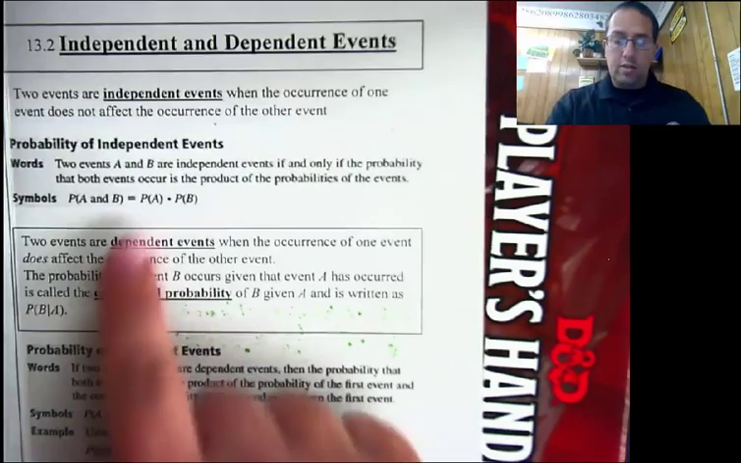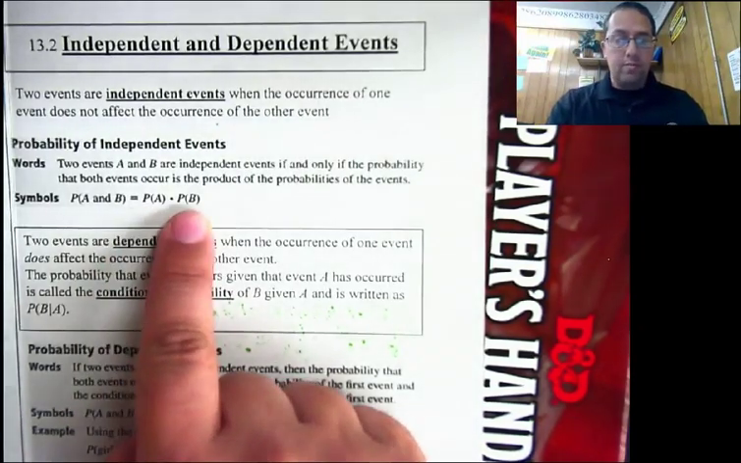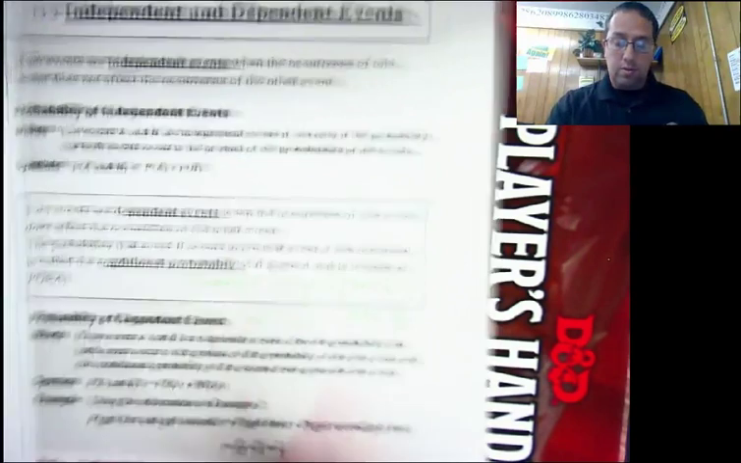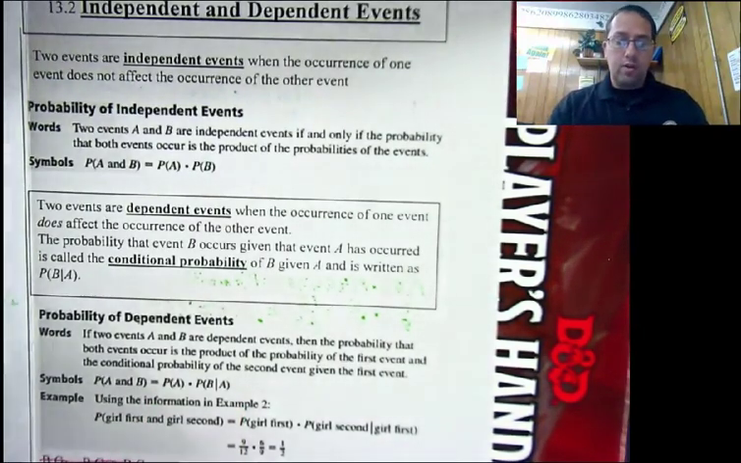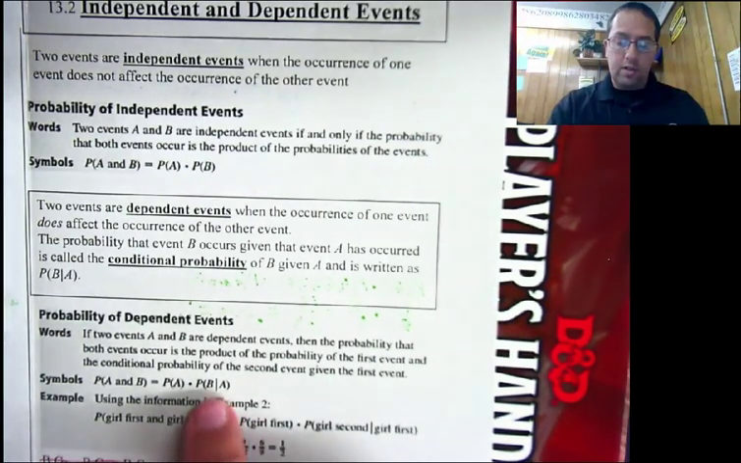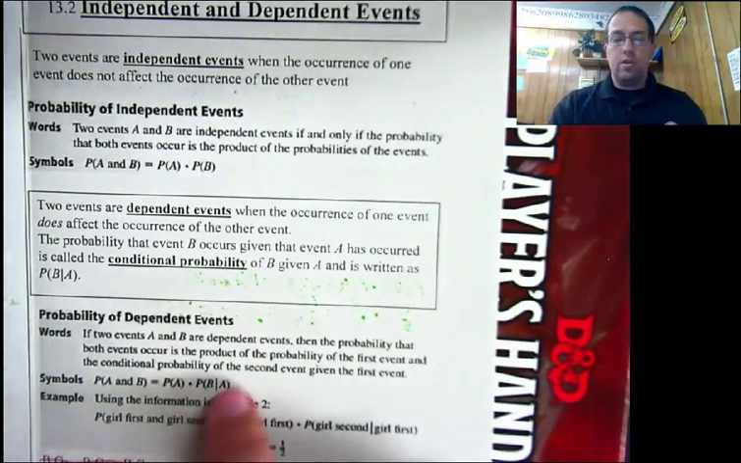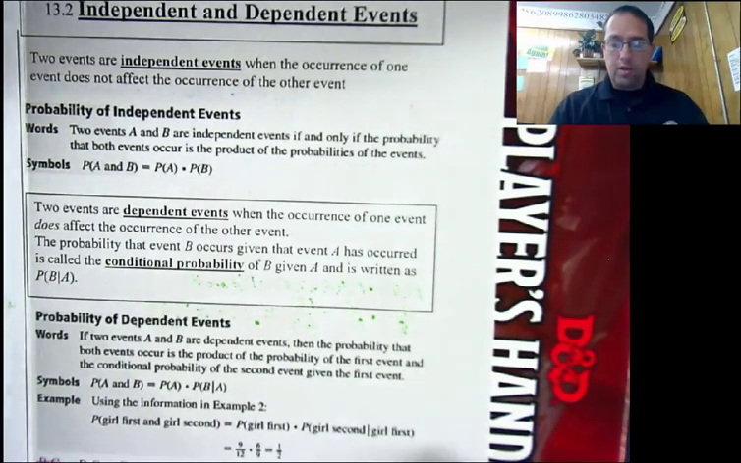Now, in both cases, probability of one times the probability of the other equals the probability of both. The difference is with your dependent events, this second probability is going to be changed. Probability of the second one given that the first one already happened. So this one is going to be a little bit different. All right. And that is basically it.